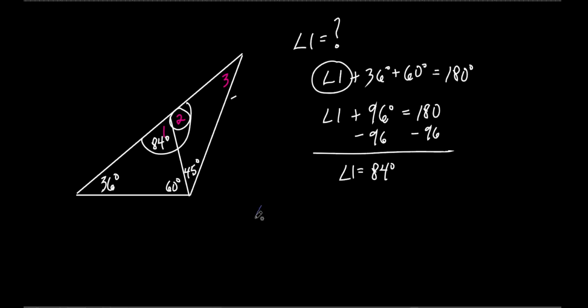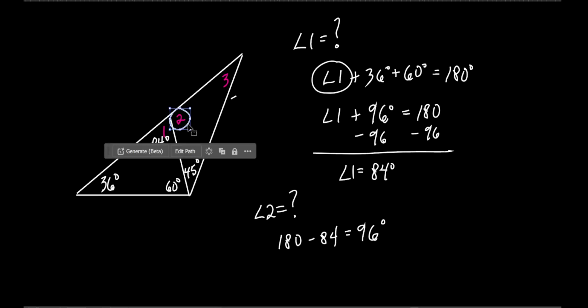Just subtract. Okay, so I'm finding angle 2. I'm going to put angle 2 equals question mark. So you could just go, what? 180 minus 84, and you'll get 96. All right, so that angle, angle 2, let's get rid of that big old line right there, and let's get rid of that circle. So angle 2 is now 96 degrees.